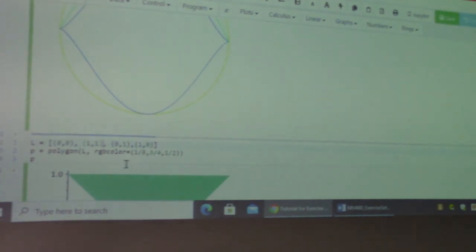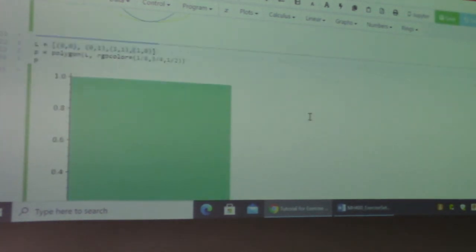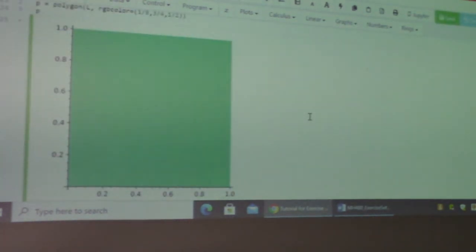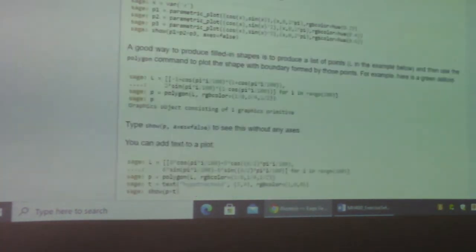I should, if I can imagine myself going around the square, start at the origin, go to 0, 1, go up to 1, 1, come back to 1, 0. Yeah. There we go. Now we got a square. So the order of the points in polygon matters. You gotta list them as you're traversing the edge of the polygon, otherwise, yeah, cool.